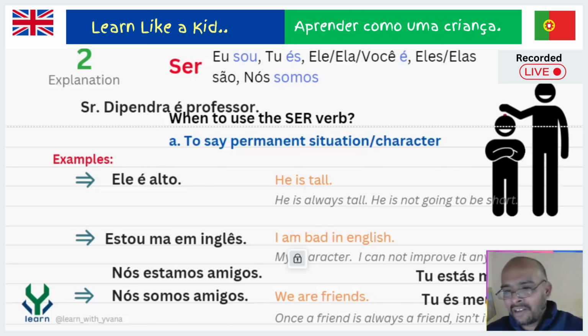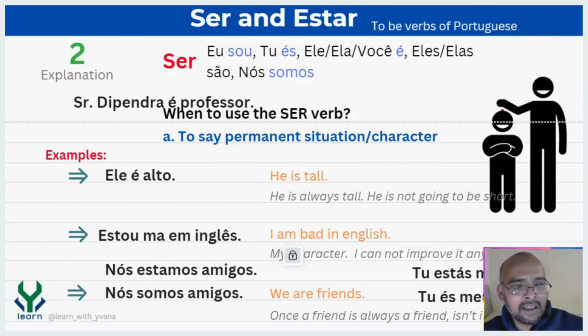So normally if you want to tell somebody that you are a good friend, you cannot say "tu estás a bom amigo". You cannot say that, okay? Because you have to say "tu és um bom amigo", though it may be for a temporary situation, you have to use the ser verb, right? Because friendship, we cannot... okay, you lost here, no worry, I will explain it.